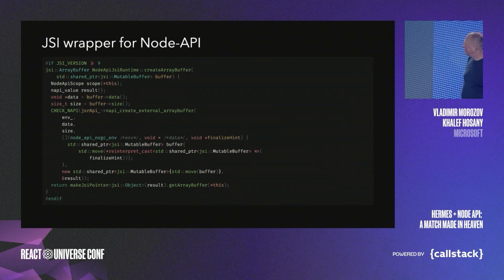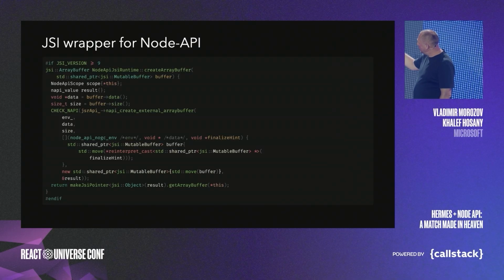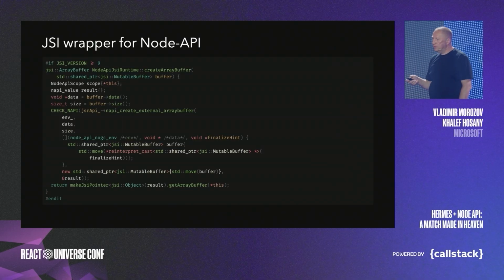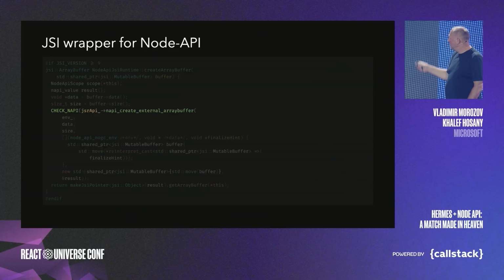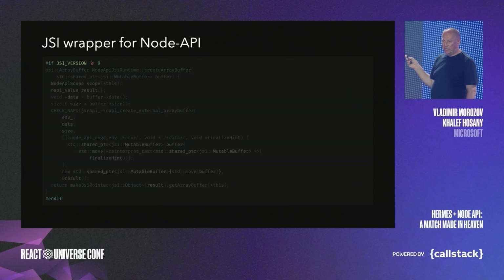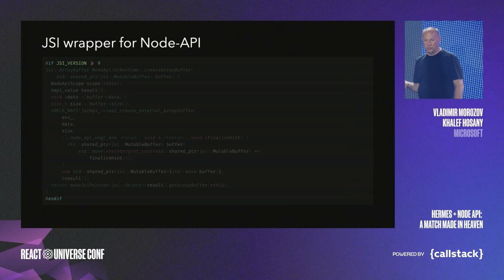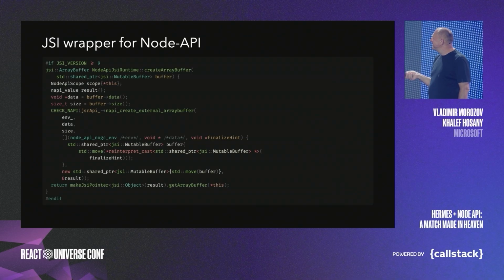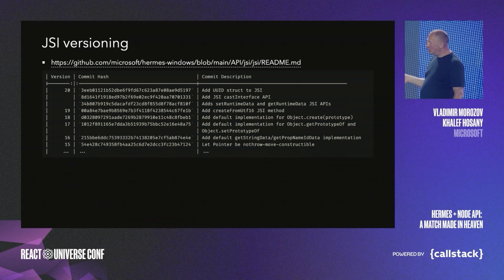This is an example of our JSI wrapper for Node API. So we have this function, create array buffer. This function uses the Node API function, Node API create external array buffer. And you can see that it only compiles if the JSI version is greater than or equal to 9. And you may ask where version 9 is coming from. So what we do, we actually look for all changes to JSI, and we assign a version to some specific commits or group of commits if they go next to each other.